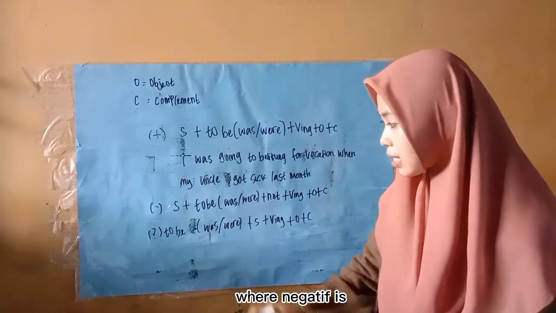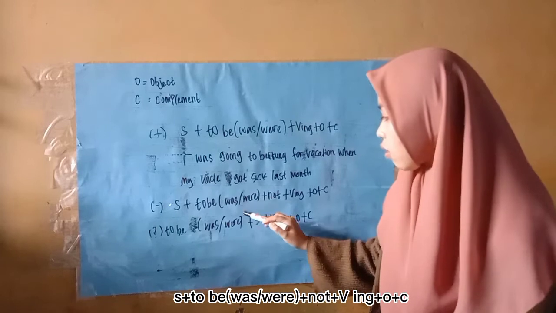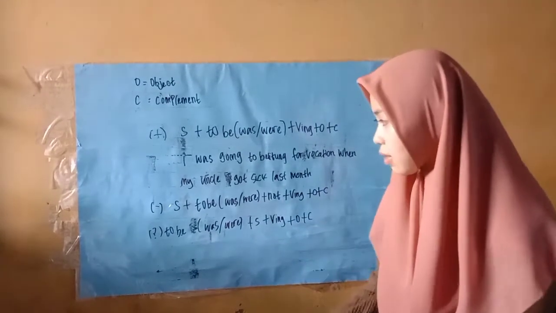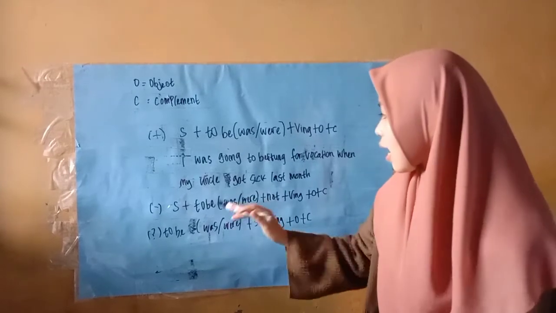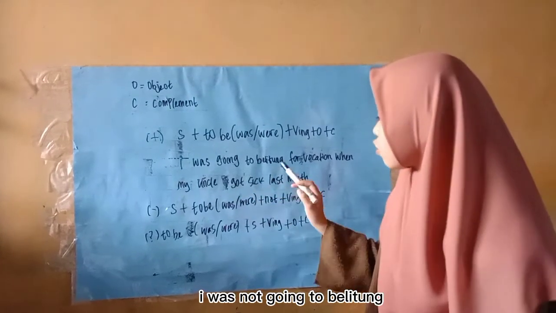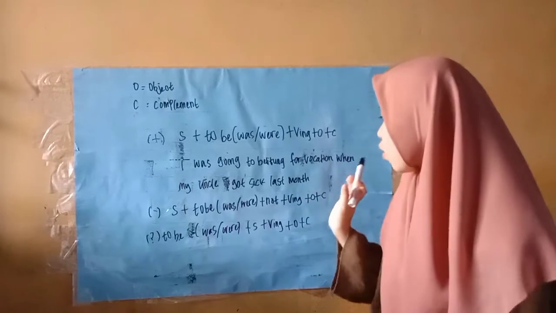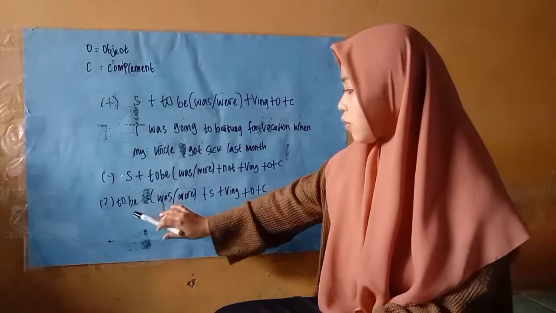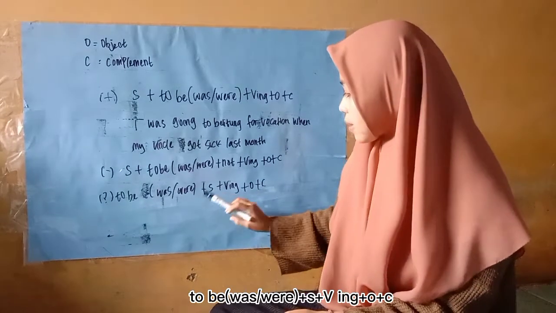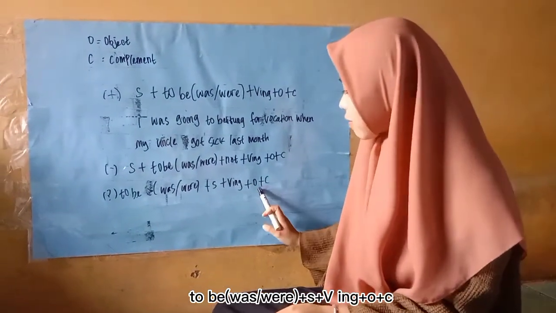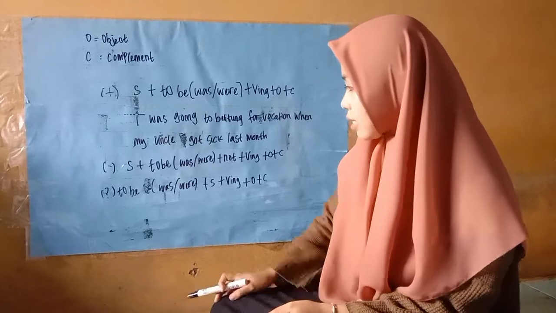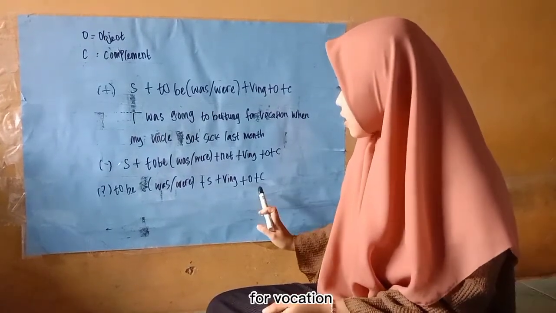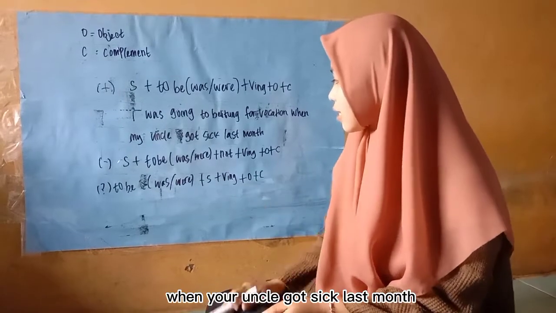Where negative is subject plus to be, was or were, plus not plus verb plus ing plus object plus complement. Where example is I was not going to Belitung for vacation when my uncle got sick last month. Interrogative is to be, was or were, plus subject plus verb plus ing plus object plus complement. Example is were you going to Belitung for vacation when your uncle got sick last month?